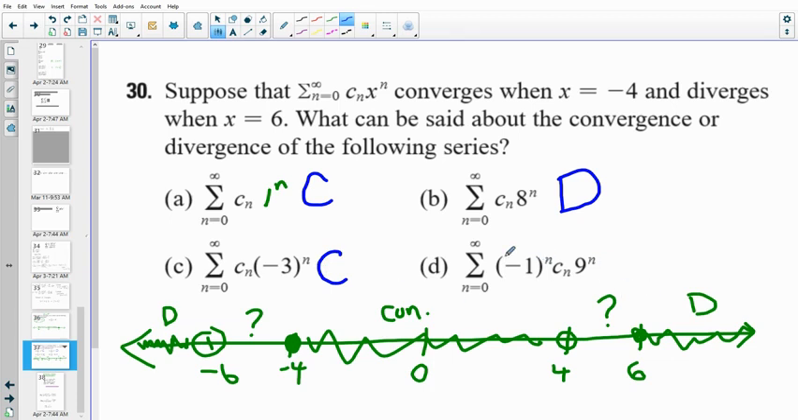And finally, they get a little bit tricky with this by putting this -1 to the n. Usually when I see that -1 to the n, I think alternating series. And this one could be an alternating series, but I also don't know. C sub n, the coefficients that we don't know about, those could be alternating, and this -1 to the n may just be offsetting. There's too much that I don't know here, but I do know that it diverges when x equals 6. It's going to diverge when x equals 9 as well, because 9 is farther away from my center 0 than 6 is.